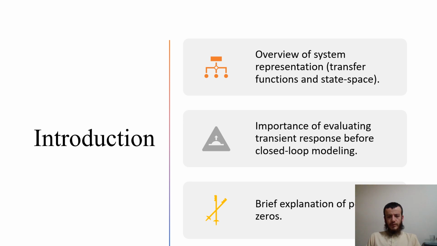Importance of evaluating transient response. Before we go to chapter 5, that is closed loop modeling, we have to know the importance of evaluating transient response. And also we'll have a brief description of the poles and zeros. What are they, and what is their importance?